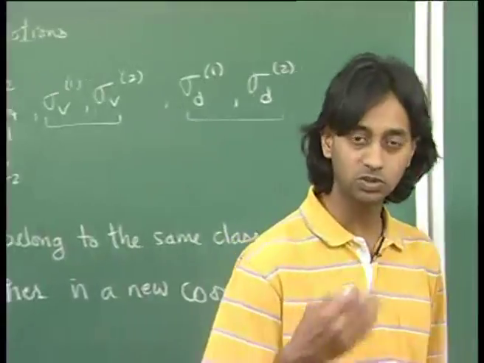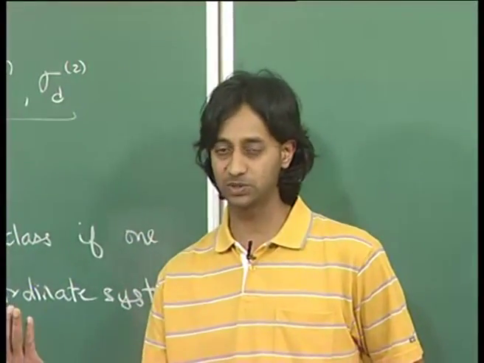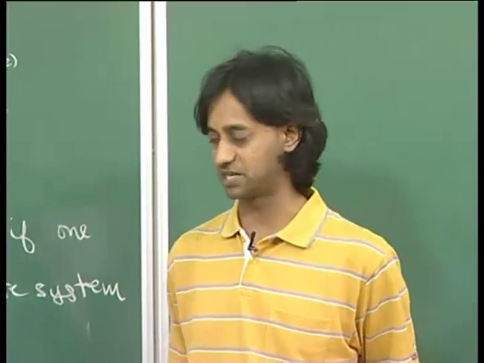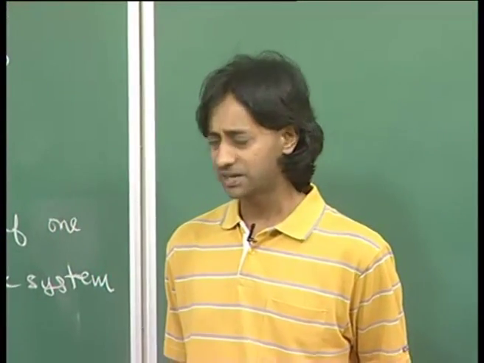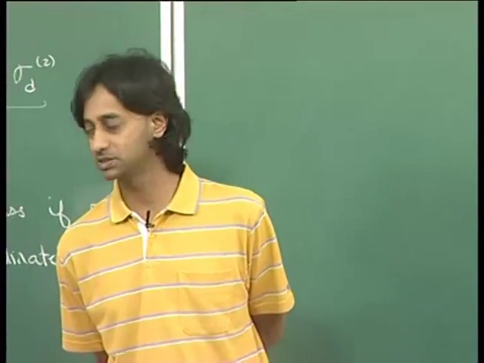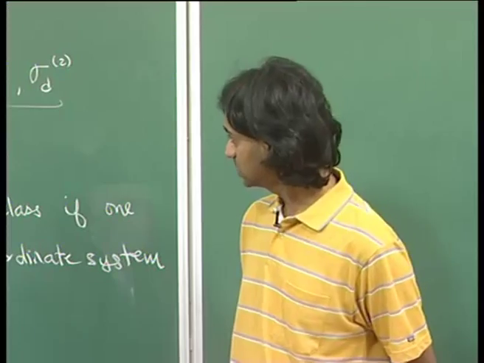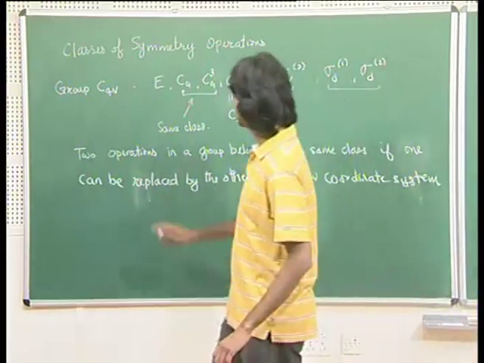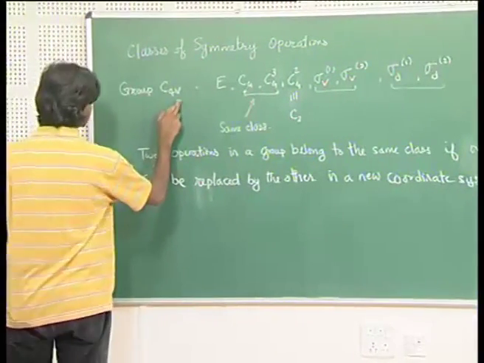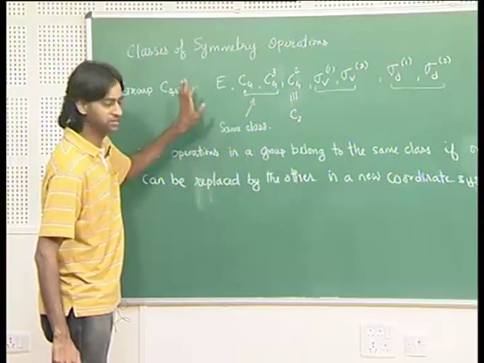We said that two symmetry operations are in the same class if they are related to each other through a similarity transformation. Another way of stating this is, we will see this right now, and we will look at it through an example. So, let us take the group C4v. C4v is a group, and the various operations of this group you can work out.